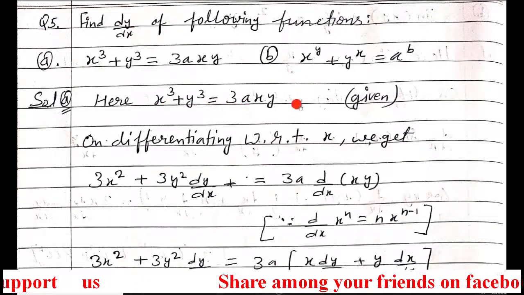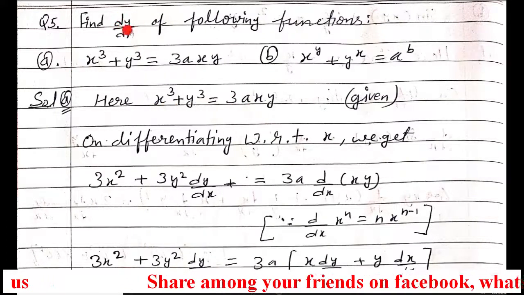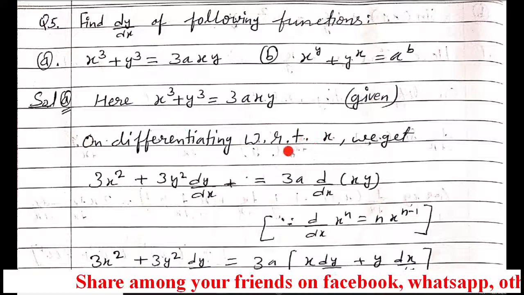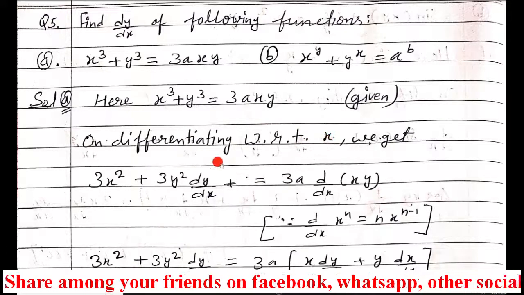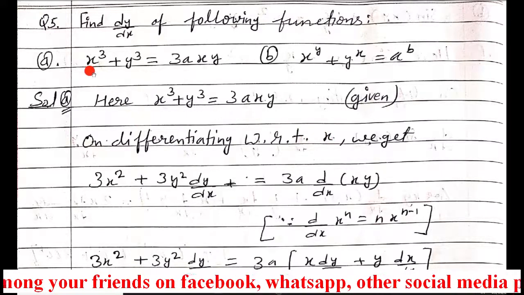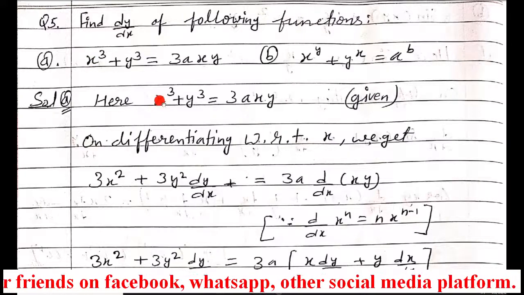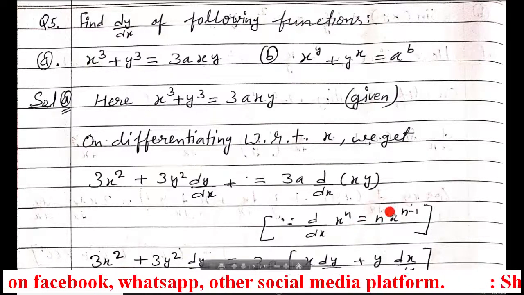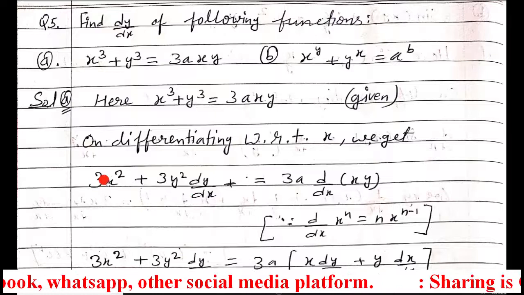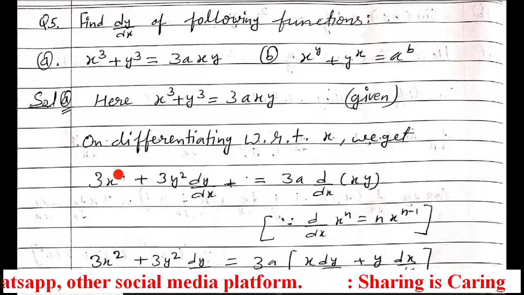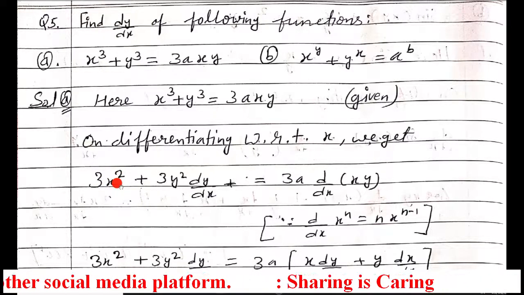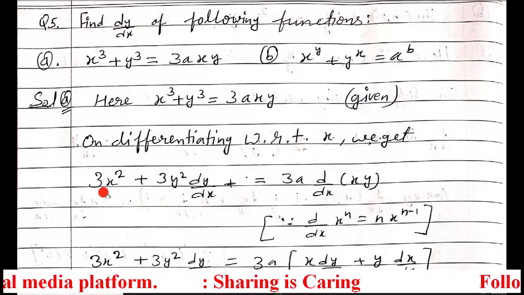So part A I wrote here. Since we have to find dy over dx, we will differentiate it with respect to x. The derivative of x cube, by using the formula n x to the power n minus 1, is 3 x to the power n minus 1, so 3 minus 1 is 2. Then we will use the chain rule. So dx over dx is 1, which I did in short.